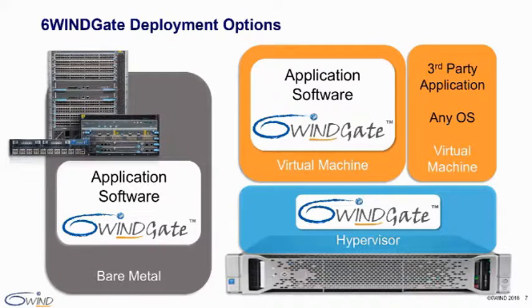Now for deployment options. 6WINDGate delivers flexibility and choice. It can be deployed in bare metal environments, in hypervisors, or in virtual machines. 6WINDGate is transparent to the operating system, hypervisor, and management, no matter which deployment option the customer chooses.